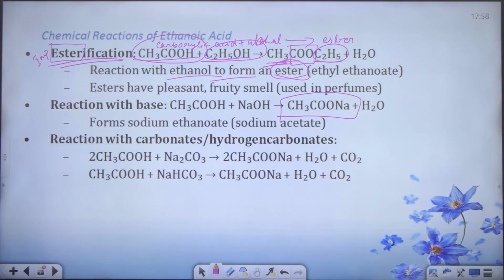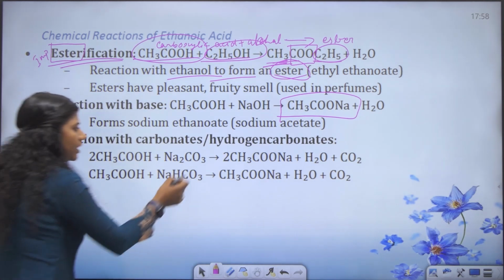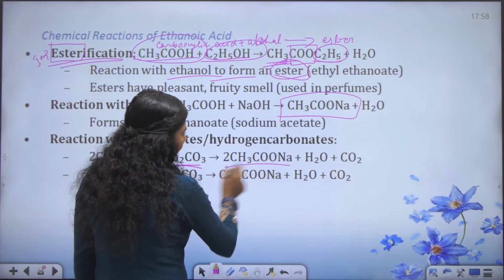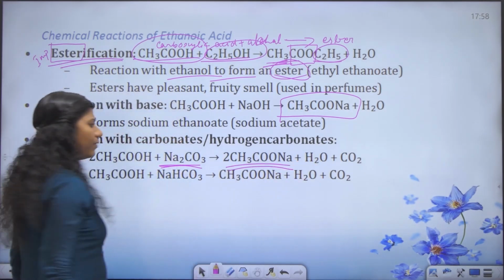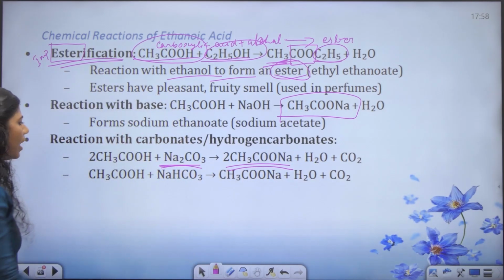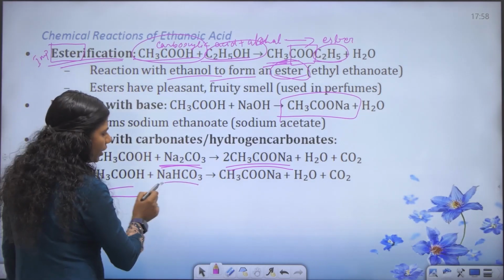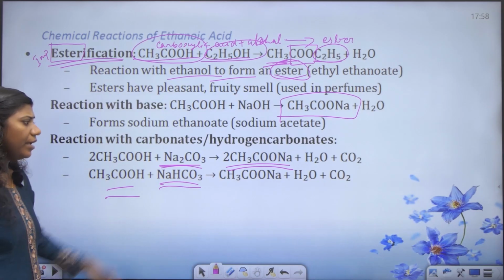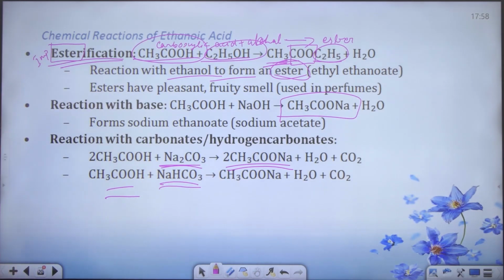Reaction with carbonate and hydrogen carbonate. Ethanoic acid reacts with sodium carbonate to form sodium acetate, water and carbon dioxide. Ethanoic acid also reacts with sodium bicarbonate, or sodium hydrogen carbonate, NaHCO3, to form sodium acetate, water and carbon dioxide gas.